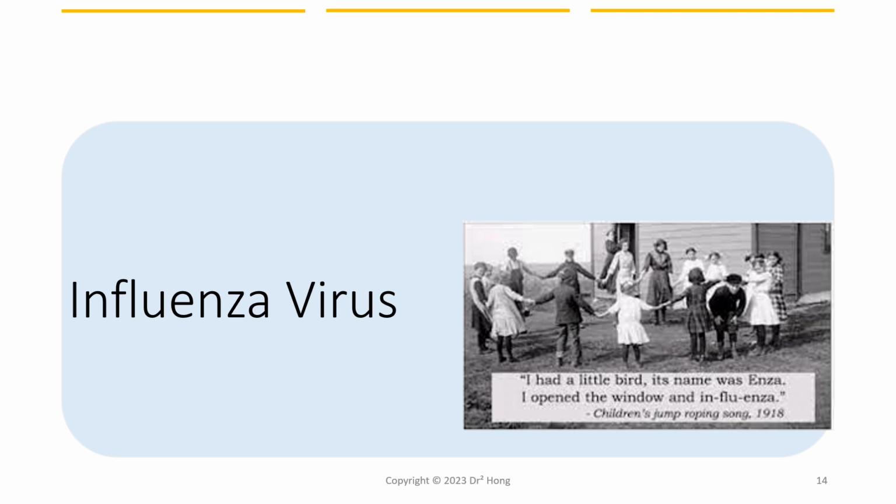The skipping rope song is a reference to a phenomenon known as St. Vitus dance, a neurological disorder characterized by rapid, irregular, and involuntary movements of the limbs and face, which is associated with the 1918 influenza pandemic. Now, during that time, some patients with severe respiratory symptoms also developed neurological symptoms, including this St. Vitus dance.